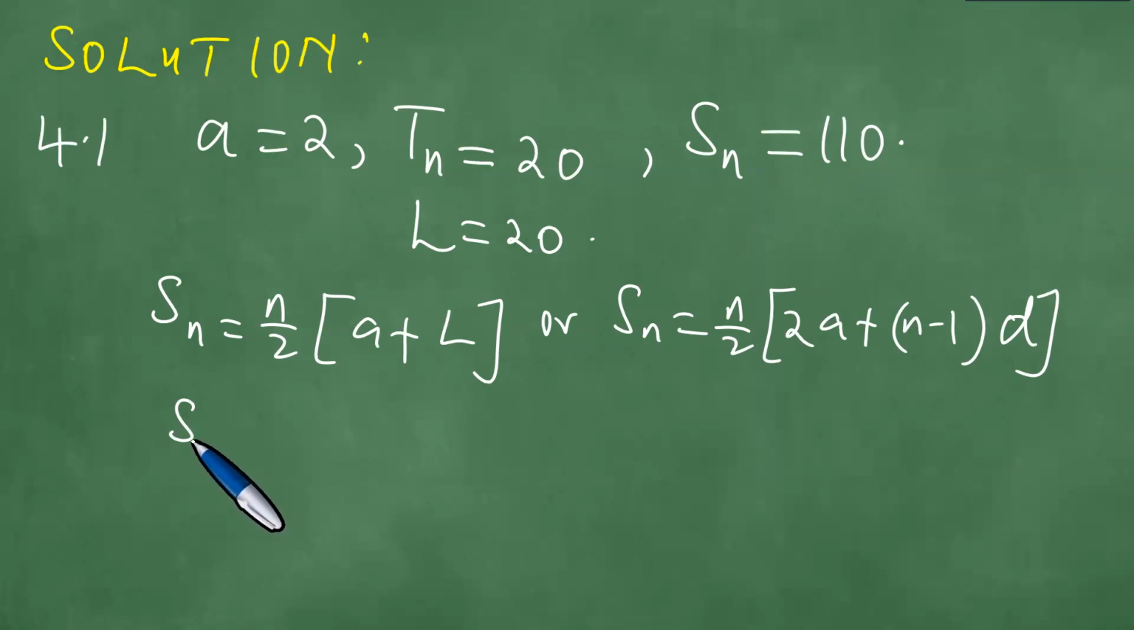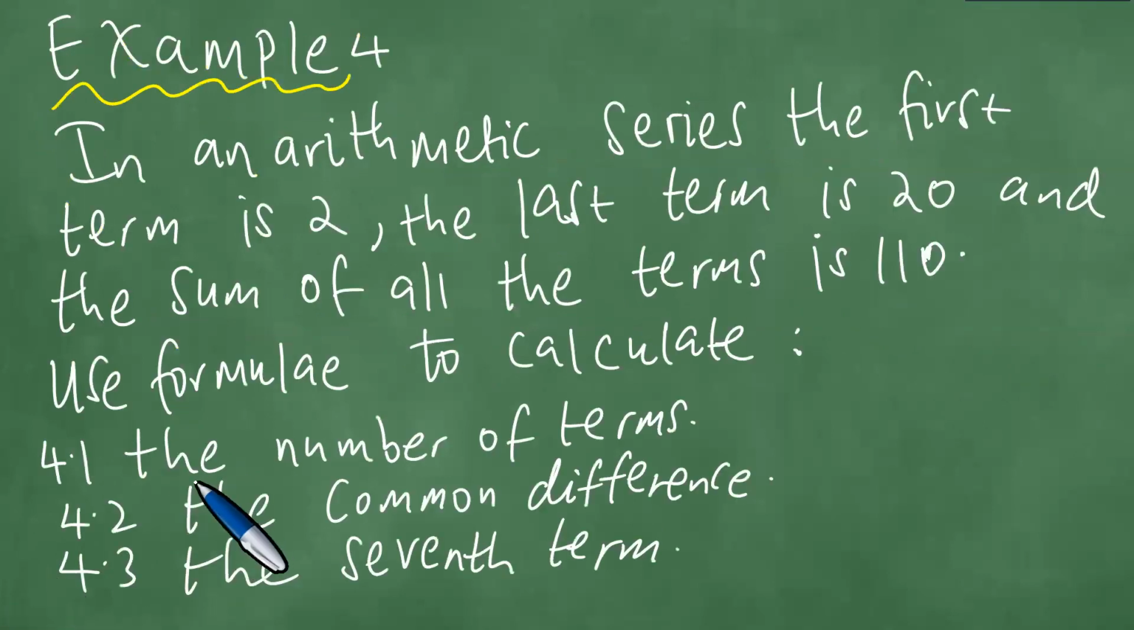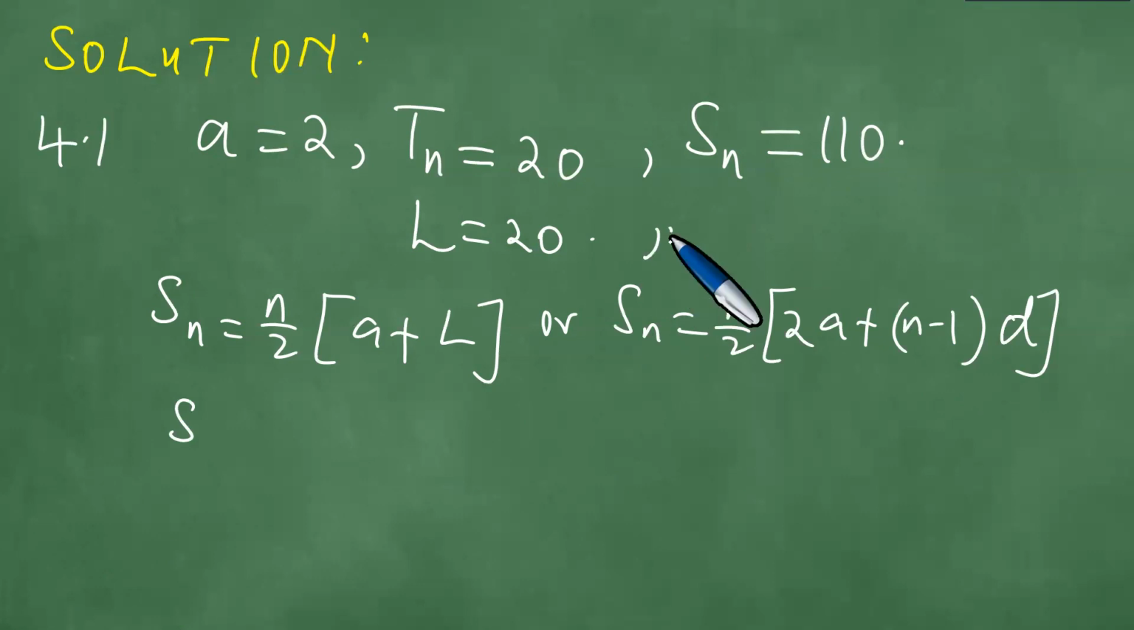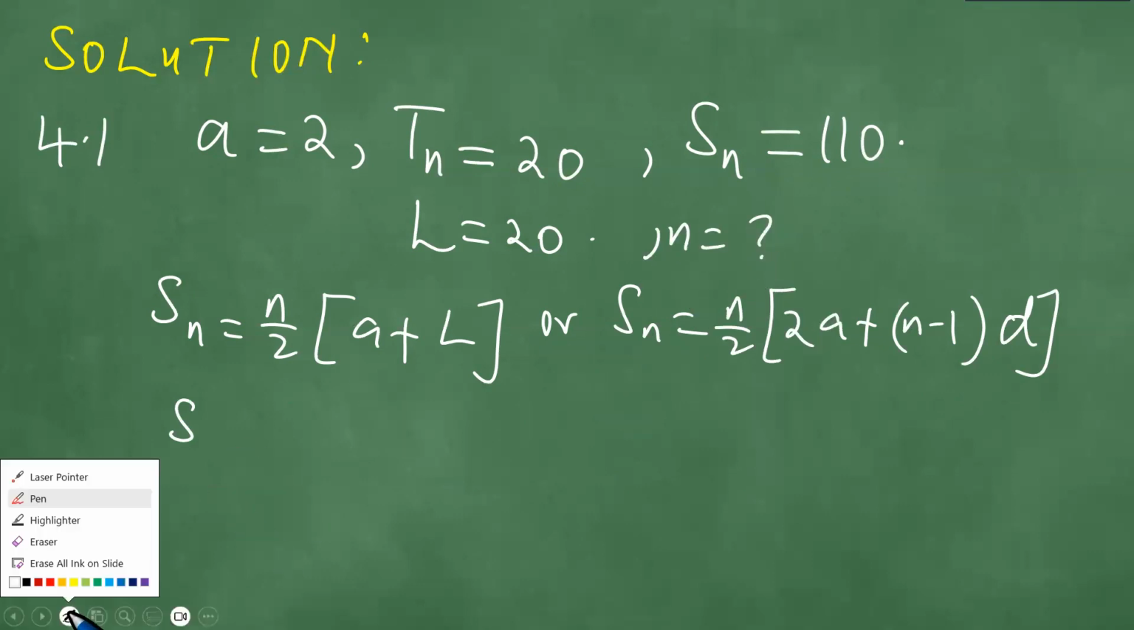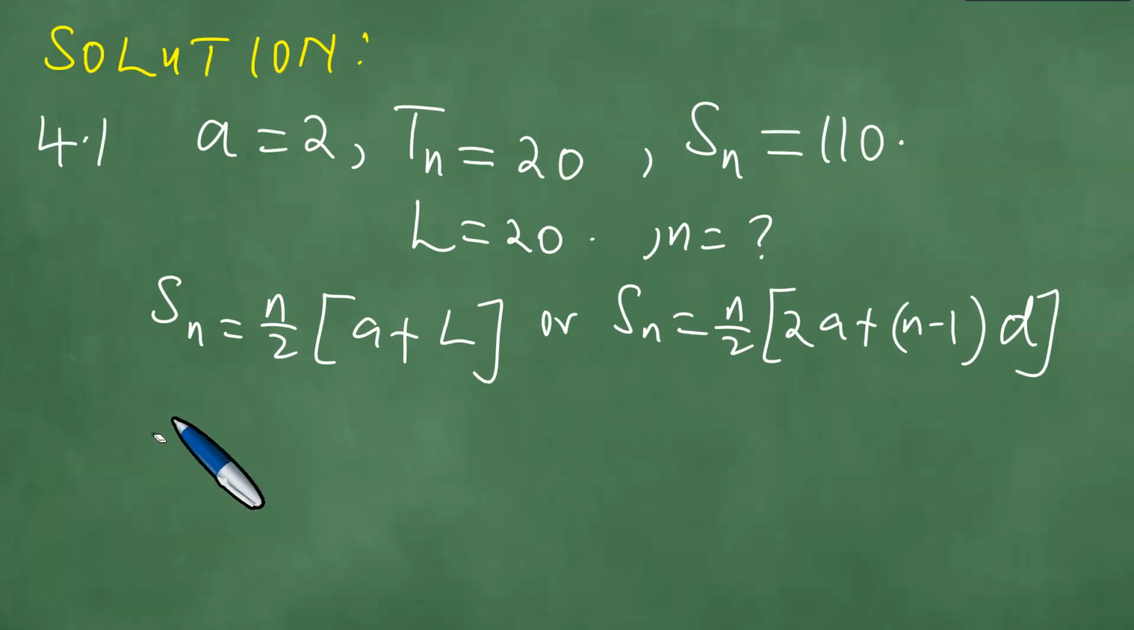So if we say, now here, you need to calculate the number of terms. So it means we're looking for n. So are you going to say Tn? Okay, that's a good question. I'm going to say Tn because we've been given Tn, but we've been given the sum as well.